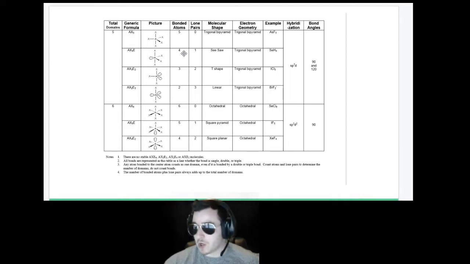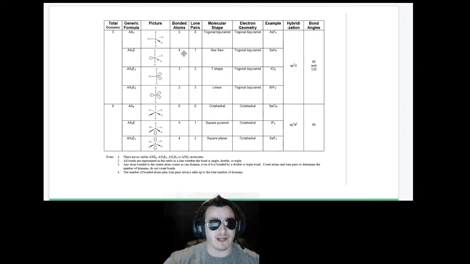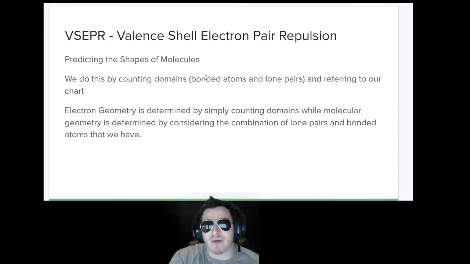I'm going to be holding up a few models in front of the camera. It looks like the little balls we have at the end are black, but they are in fact green. It's just the green screen that's canceling them out. But I know it's kind of hard to see, so we're only going to do minor references with those. Anyways, once again, a domain is either a bonded atom or a lone pair. Okay, keep that in mind.